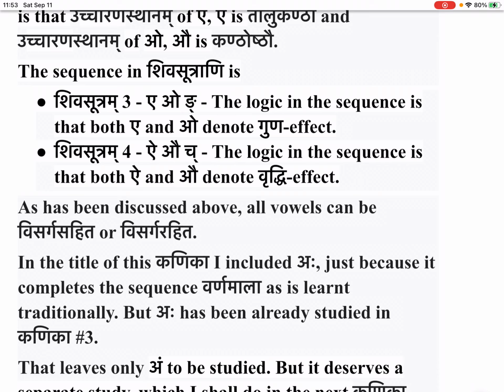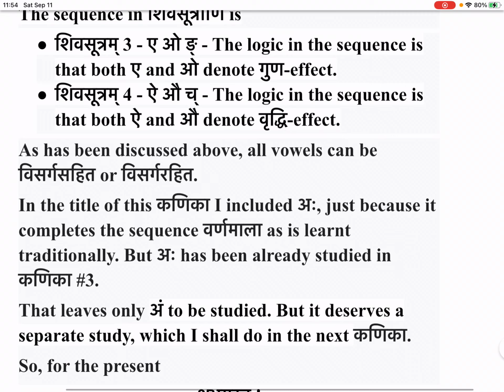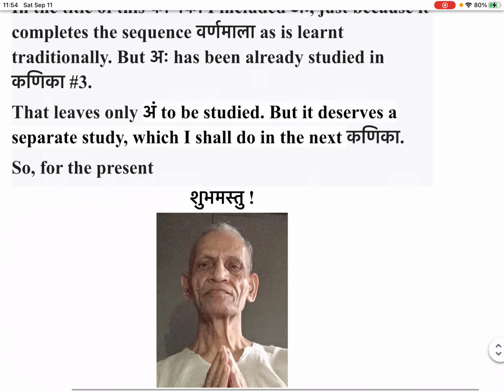As has been discussed above, all vowels can be Visarga Sahita or Visarga Rahita. In the title of this Kanika, I included Ah just because it completes the sequence, Varnamala, as is learned traditionally. But Ah has already been studied in Kanika number 3. That leaves only Au to be studied, but it deserves a separate study, which I shall do in the next Kanika. So for the present, Shubhamastu.